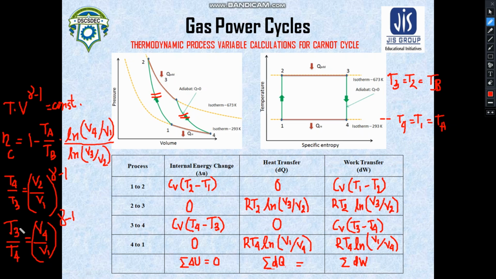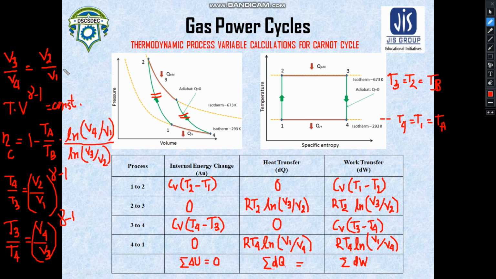Okay, now here I can write it in terms of V4 by V3. I had missed that, so V4 by V3. Now here we can see that T4 by T3 is equal to V2 by V1 to the power gamma minus 1, and T3 by T4 is V4 by V3. So here I can write V3 by V4 is equal to V2 by V1. Okay, so V3 by V4 is equal to V2 by V1.